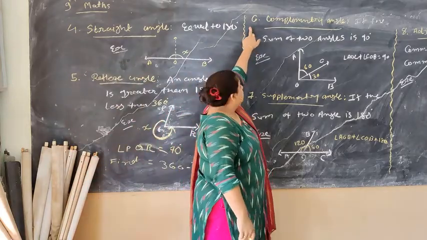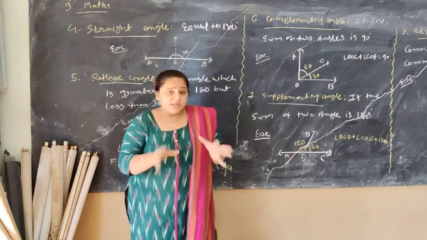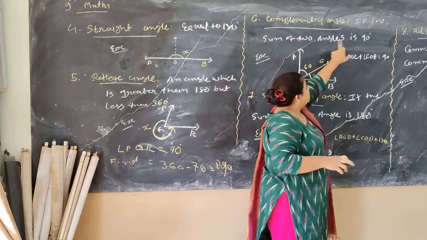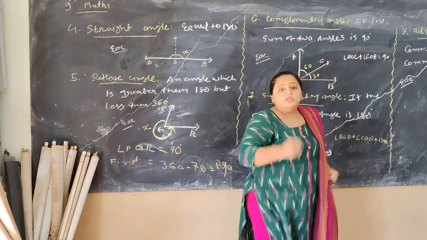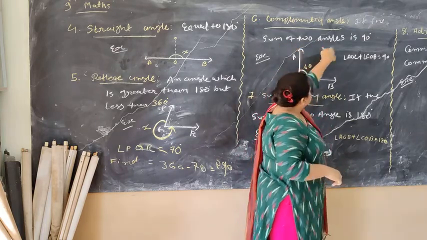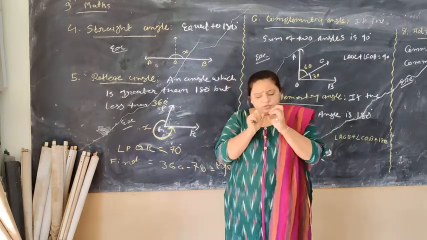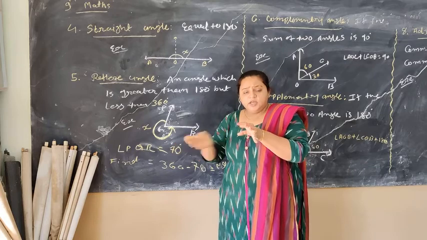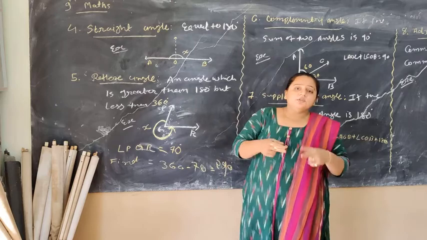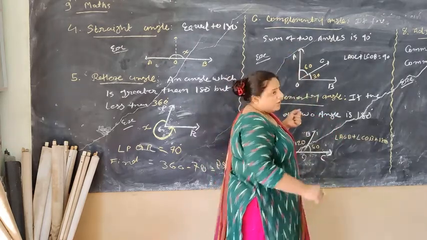Okay. Now sixth, it is the complementary angle. Very easy. If the sum of two angles is 90, that means a right angle, right? If you take any two angles and add both and you get exactly 90, that means they are both complementary angles. Let us see one example.